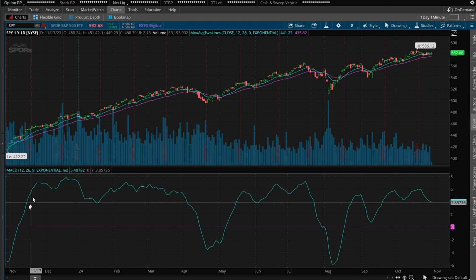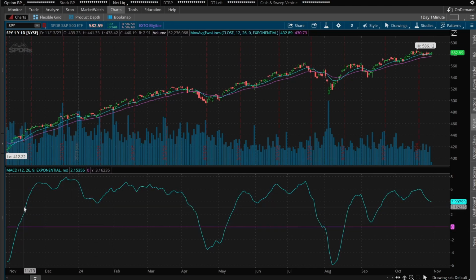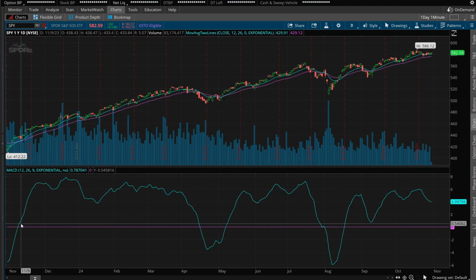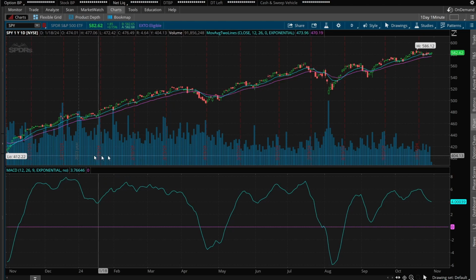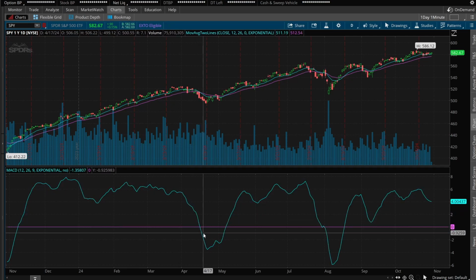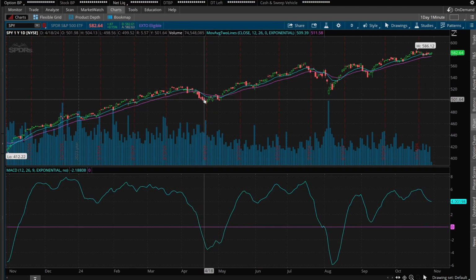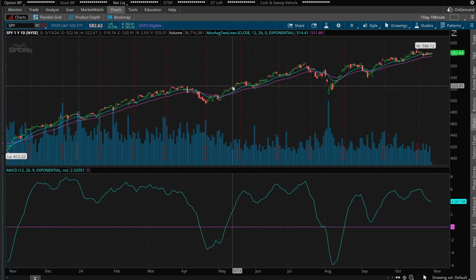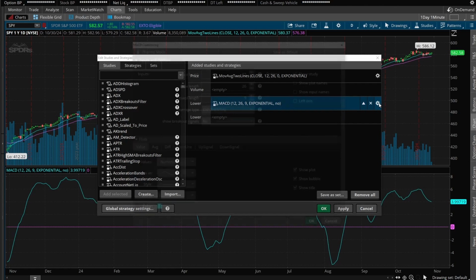One thing that we can note is it is above the zero line right here. I have the zero line still plotted. So basically, if the MACD line is above the zero line, it just means that our short-term moving average, which is the 12, is above the long-term moving average, which is the 26 here. So anytime this MACD line crosses this zero line, all that means is that our moving averages have crossed on the chart here.